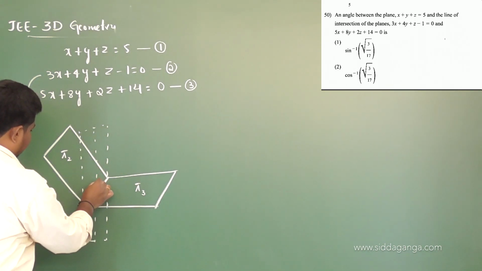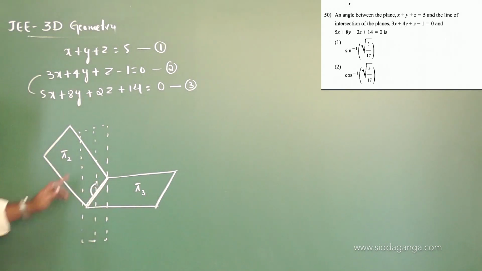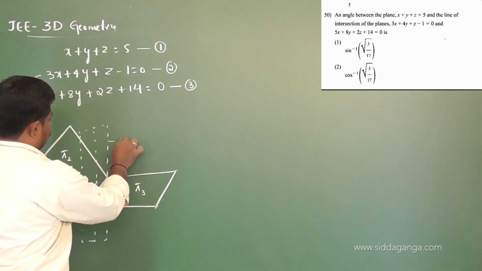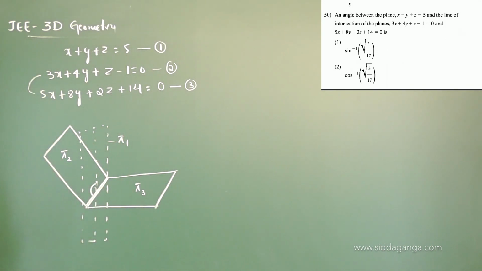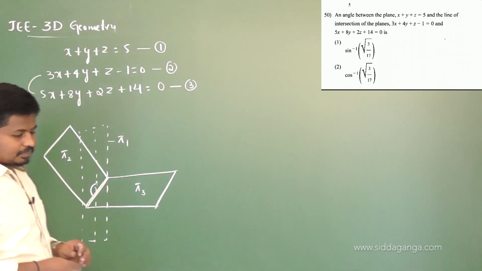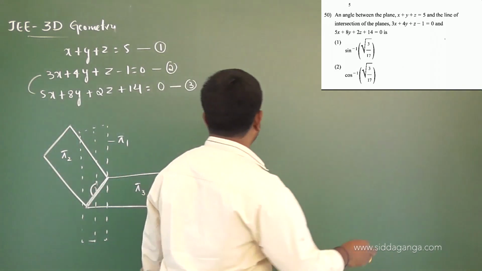So you have to find the angle between the line of intersection and the first plane. This is what you have to take, the first plane. Before that, there is a result, students.